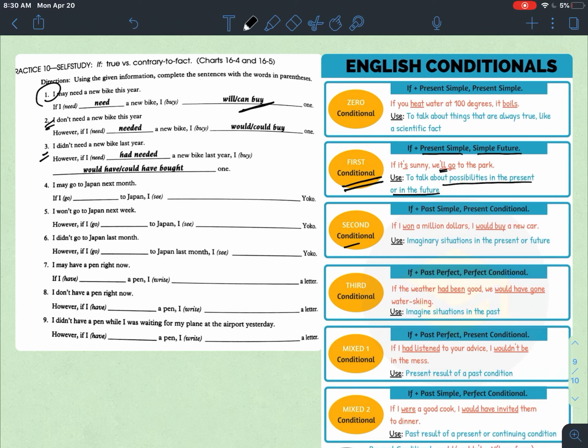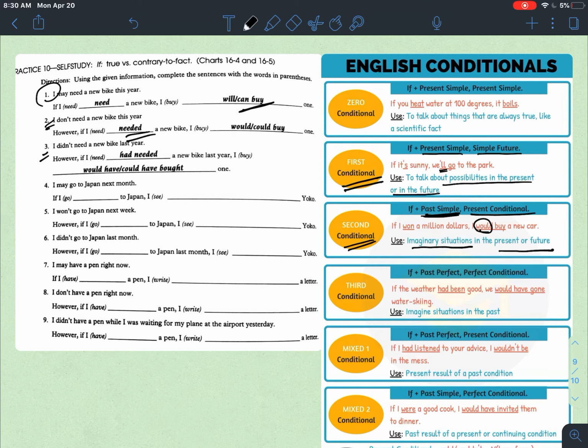So we're going to look back on the chart at the second conditional, because that's the one that we're looking at. We're using the past simple, needed, and we're going to be using the present conditional. In the present conditional, we have our would, but we have to have our verb in the base form. Why? Because of the message the writer is trying to send to the reader. It says, use imaginary situations in the present or future.